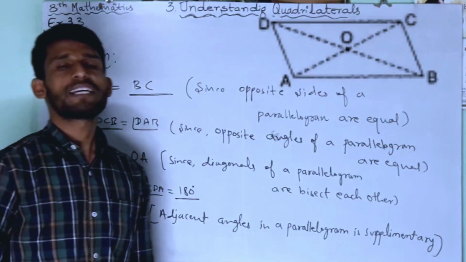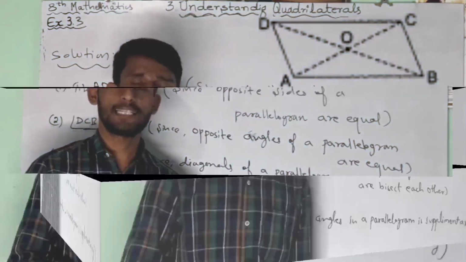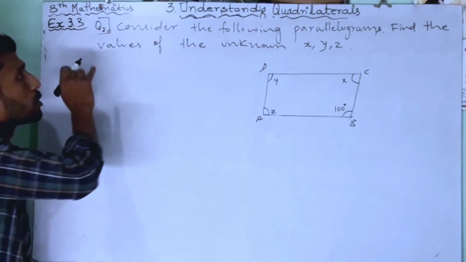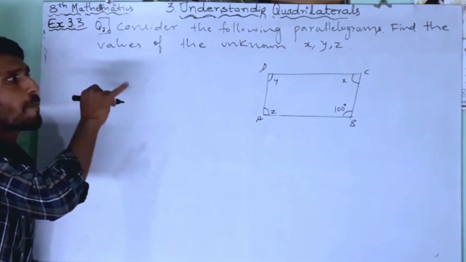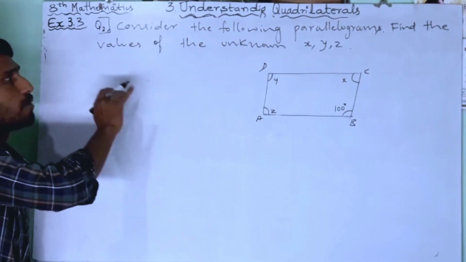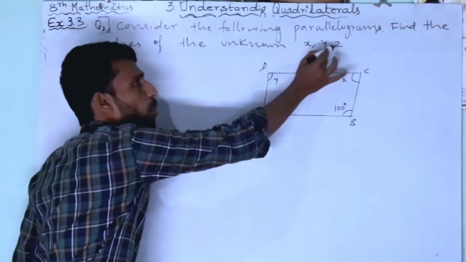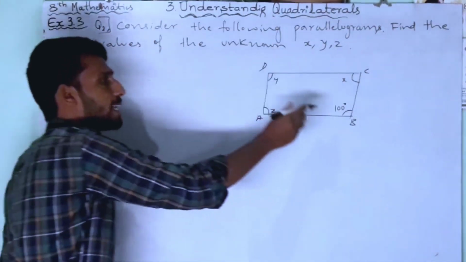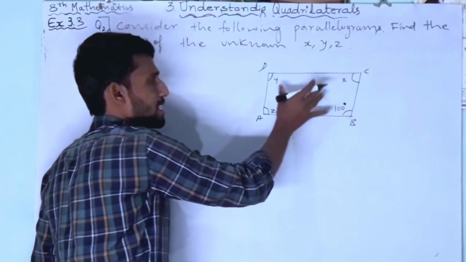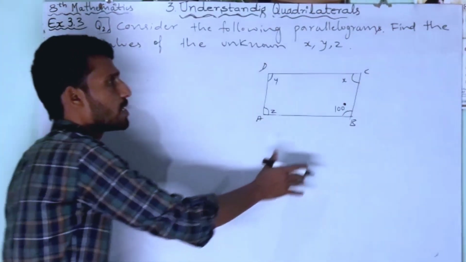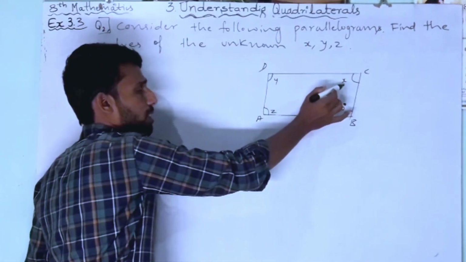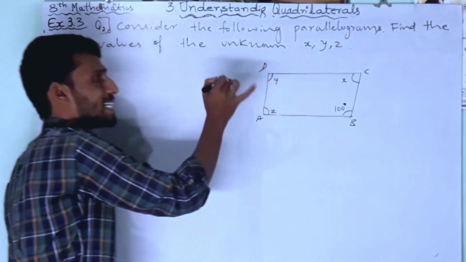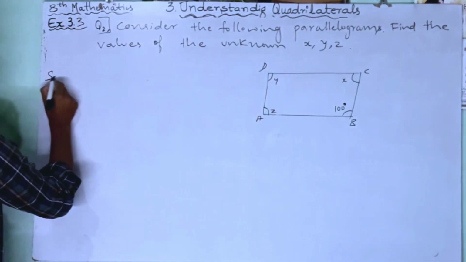Okay, dear student, next I am taking question number 2 in exercise 3. Consider the following parallelogram. Find the values of the unknowns x, y, z. Okay, here given one figure. This is the parallelogram. We have to find out here what is the angle of x, y, z. That is the solution here.